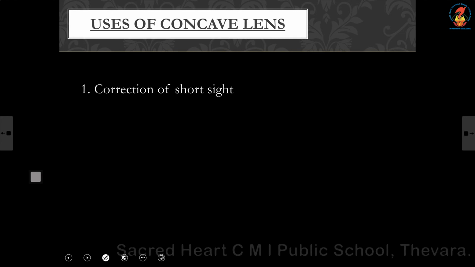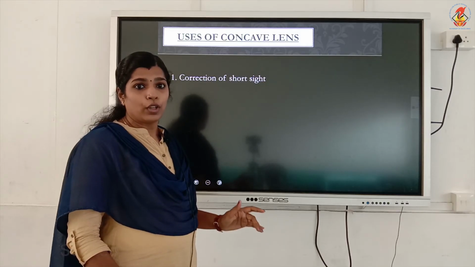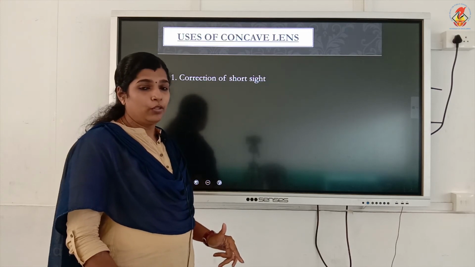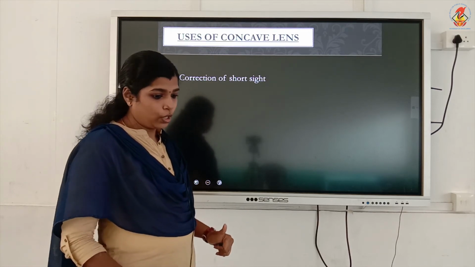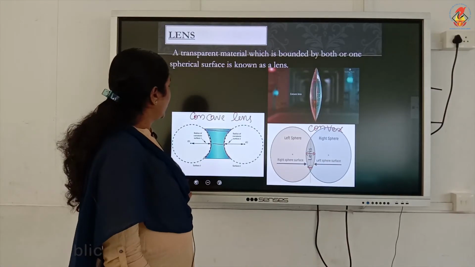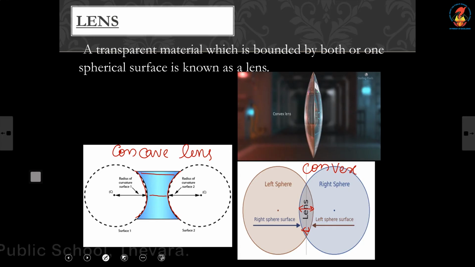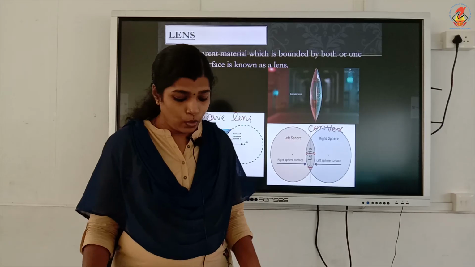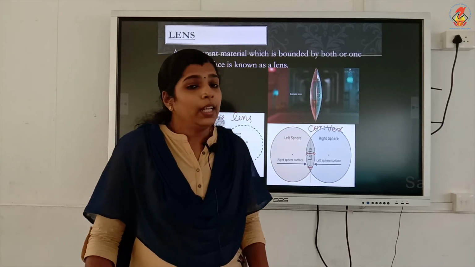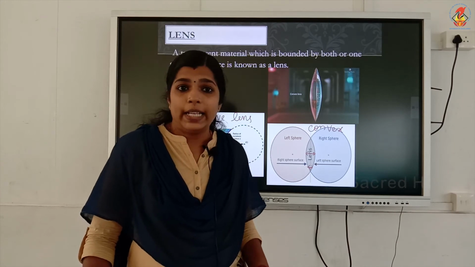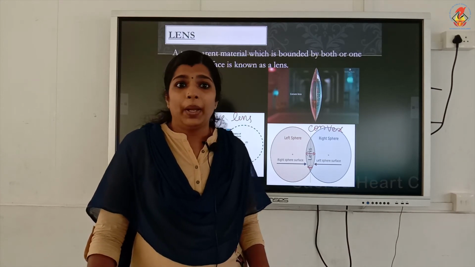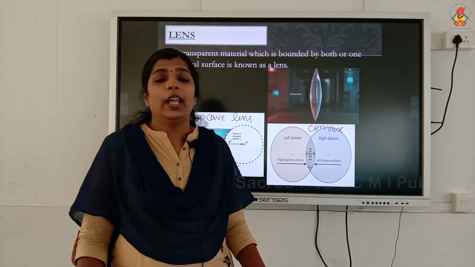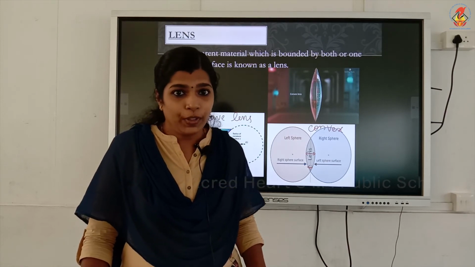Concave lens is mainly used for the correction of short sight. So, a lens is a transparent material bounded by two curved surfaces or one curved surface and one plane surface. When light ray passes through the lens, a bending will be there for the light ray and it will change the direction of the light.